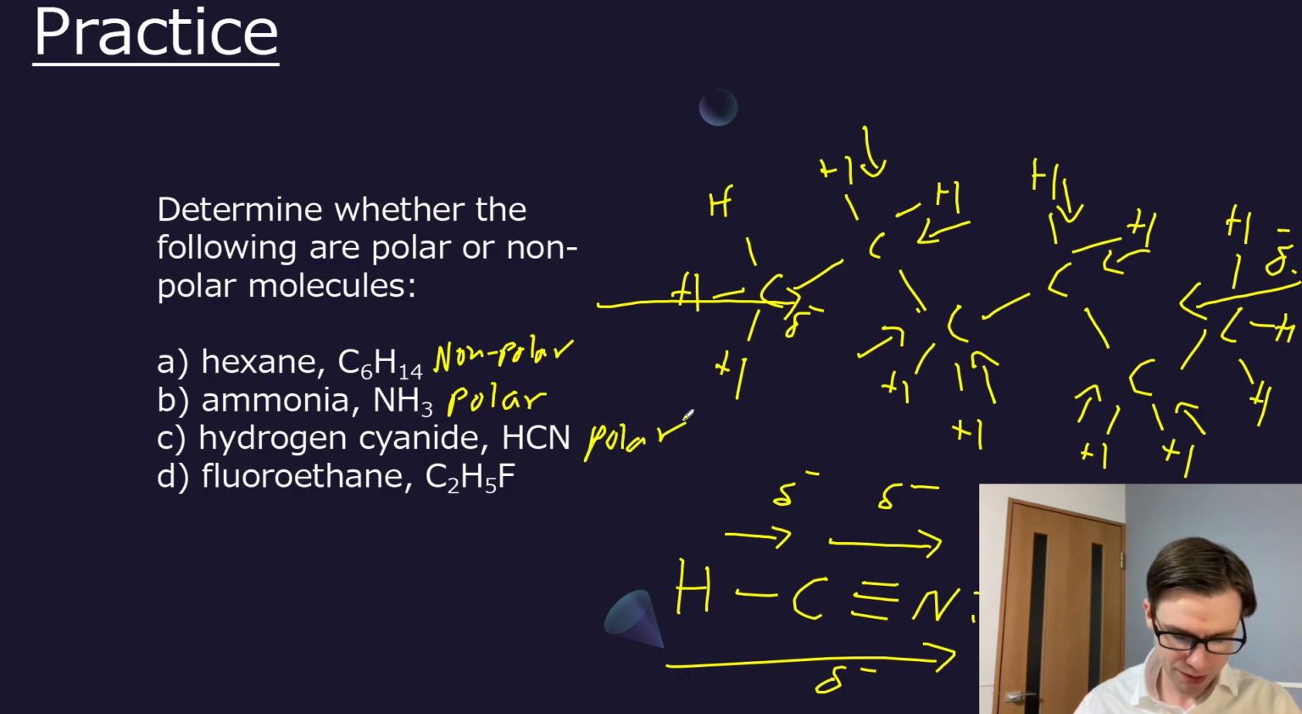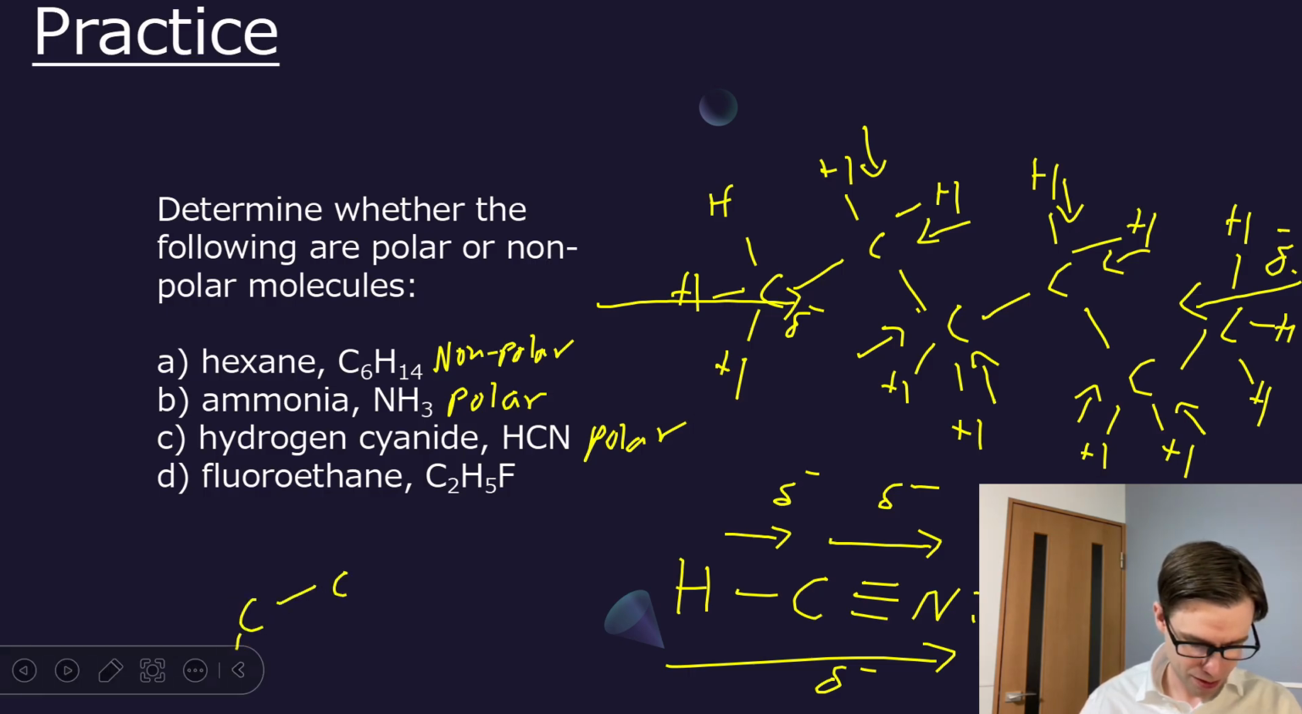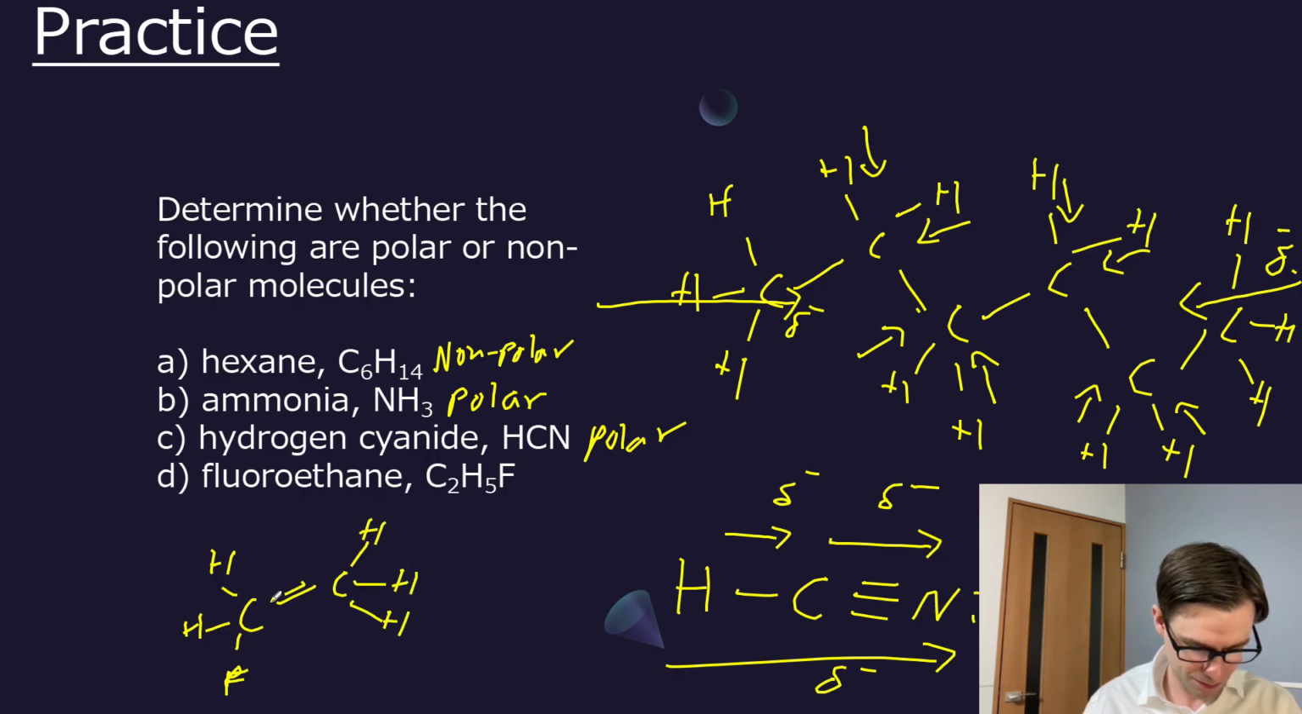Fluoroethane. This is going to be exactly the same as chloroethane that I drew on a previous slide. Just chlorine switches places with fluorine. So, sorry, this one will have some rotation to make that cone shape. And you will have a net dipole through the center of that cone, like this. I believe. So this is polar as well.